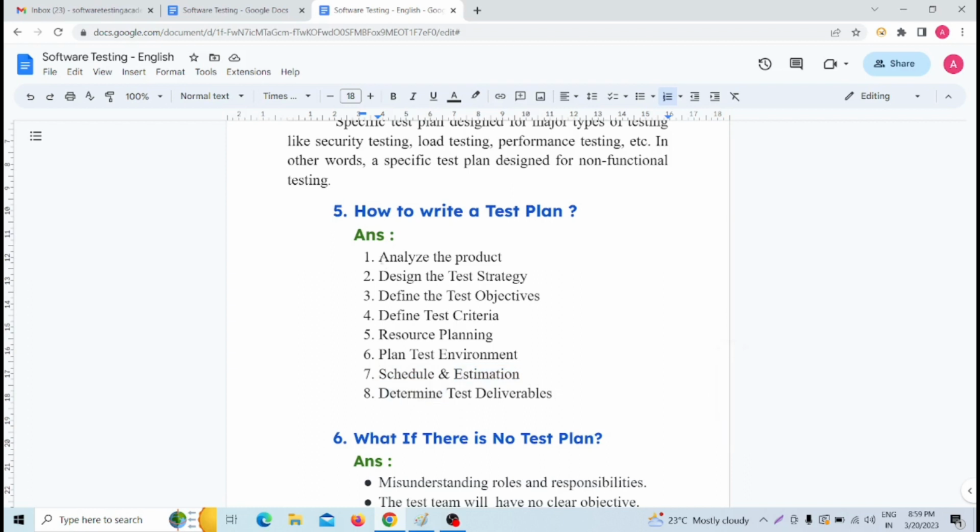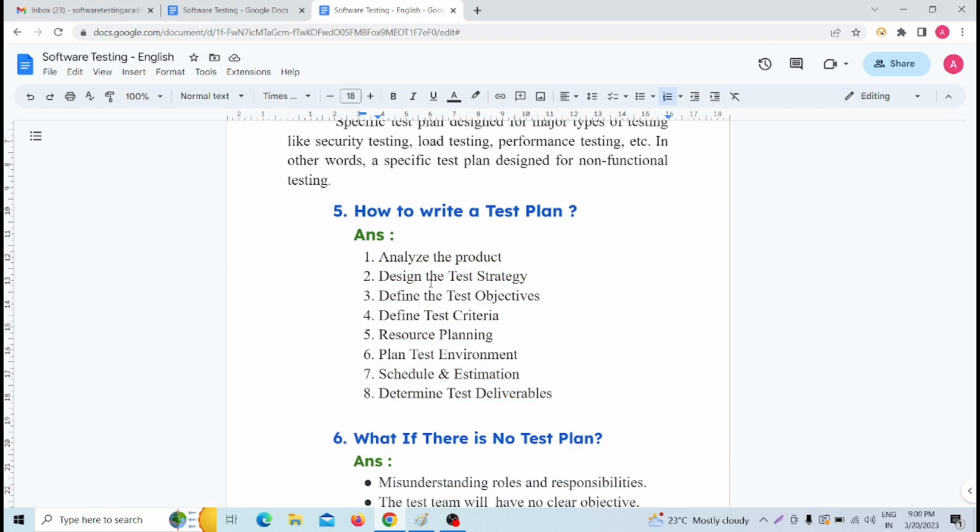So what are these things? In my next video, I am going to discuss all of these things in a single video, so don't worry about that. These are the steps we are going to follow for writing any kind of test plan. So one is analyze the product.